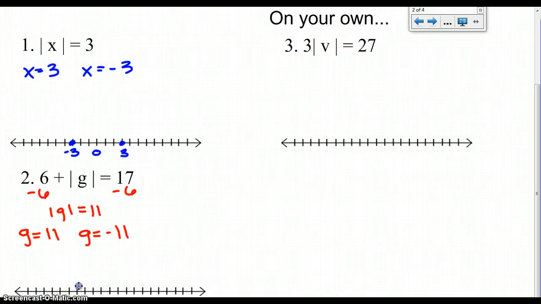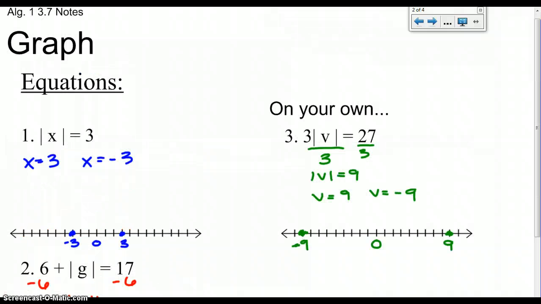So on our graph, let's put 0 right here. 1, 2, 3, 4, 5, 6, 7, 8, 9, 10, 11. So put our dot at 11. And then 3, 4, 5, 6, 7, 8, 9, 10, 11 will be right here, -11. And that's how you graph it. So I want you guys to pause this, do number 3 on your own, and then we'll come back and make sure we get the same answer.